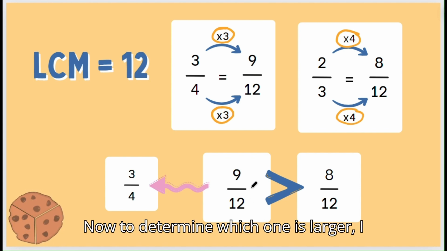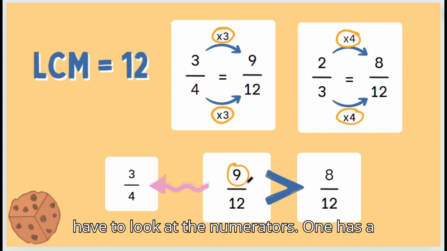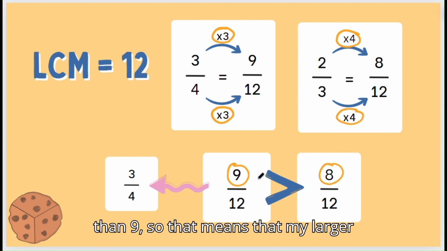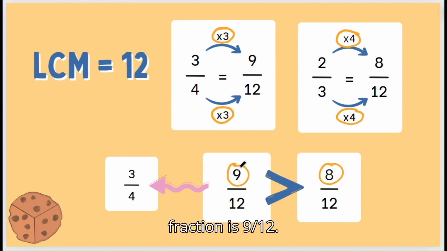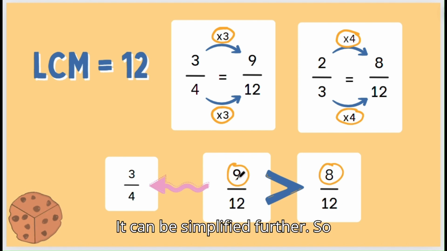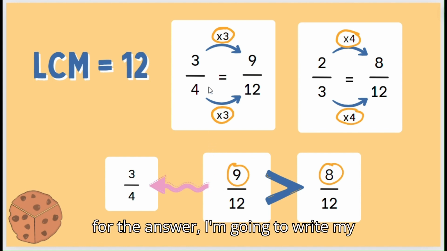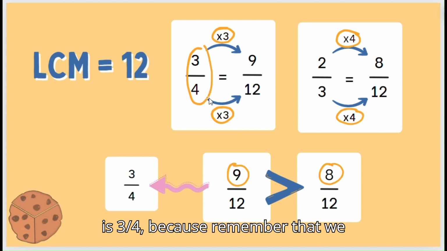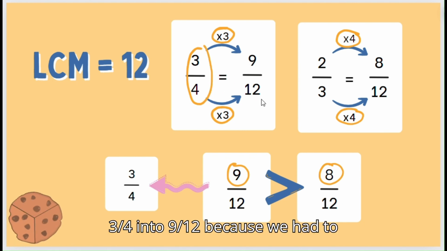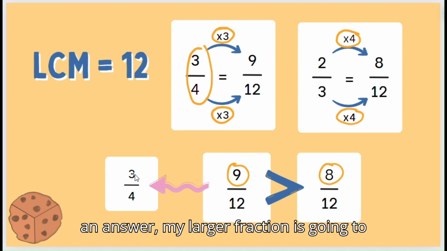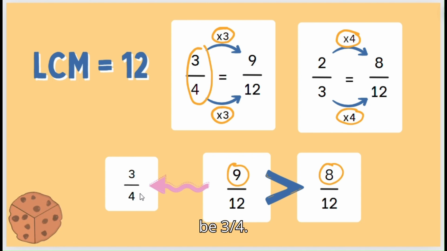Now to determine which one is larger, I have to look at the numerators. One has a numerator 9 and one has a numerator 8, and we all know that 8 is smaller than 9. So that means my larger fraction is 9 over 12. Now, you know that 9 over 12 is not the simplest form of this fraction. It can be simplified further. So for the answer, I'm going to write the simplified form of 9 over 12, which is 3 over 4. Remember that we converted 3 over 4 into 9 over 12 because we had to compare the two fractions and make the denominator same. So as an answer, my larger fraction is going to be 3 over 4.